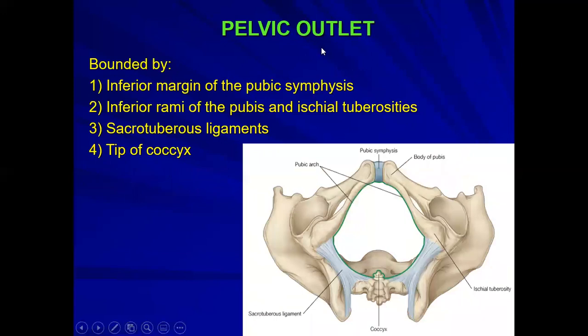So how about the pelvic outlet? It is bounded by the inferior margin of the pubic symphysis. This is the inferior margin of the pubic symphysis, and then the inferior ramus of the pubis. Going toward the lateral, we have the ischial tuberosity. And then at the back there, we have the sacrotuberous ligament. And finally, at the back here, we have the tip of the coccyx. So this is the pelvic outlet.